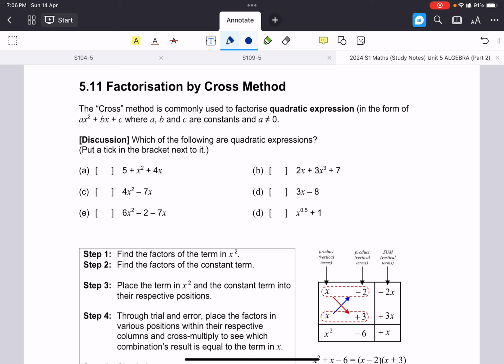So over here, just to get us warmed up, are some expressions. Which one is quadratic? Well, quadratic is where the order of the expression is actually 2. That means the highest power is 2. So this is quadratic, right? This is quadratic. This is quadratic. And the rest are not. So for this type of expression, we can apply the cross method.